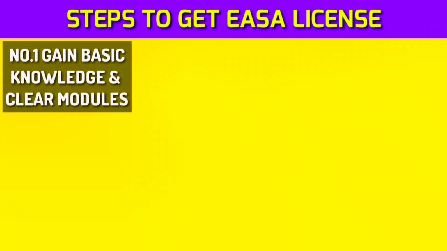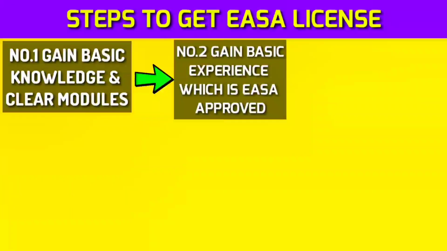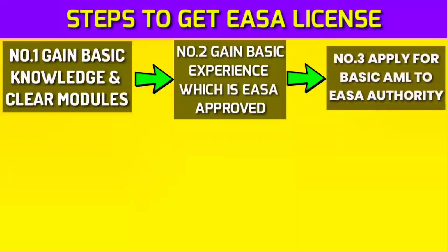Step number 1. Gain basic knowledge and clear your modules. Step number 2. Gain basic experience in any aircraft maintenance organization which is EASA Part 145 approved or Subpart F approved. Step number 3. Apply for a basic aircraft maintenance license to the EASA member state competent authorities and you will get a blank AML, and you must be a minimum of 18 years of age.